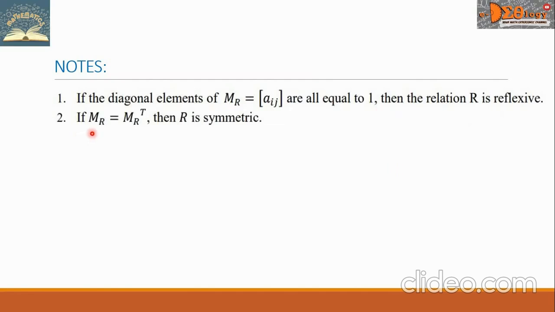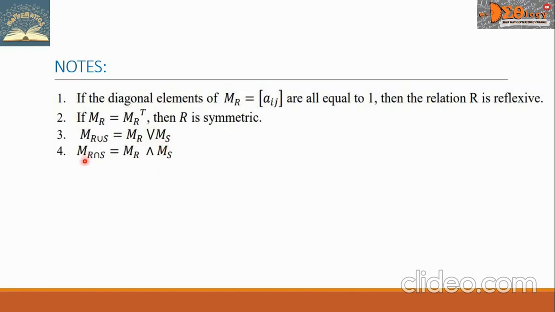Second, if M sub R equals the transpose of M sub R, then R is symmetric. Third, this M sub R union S equals M sub R or M sub S, which is also called the join of the two matrices.